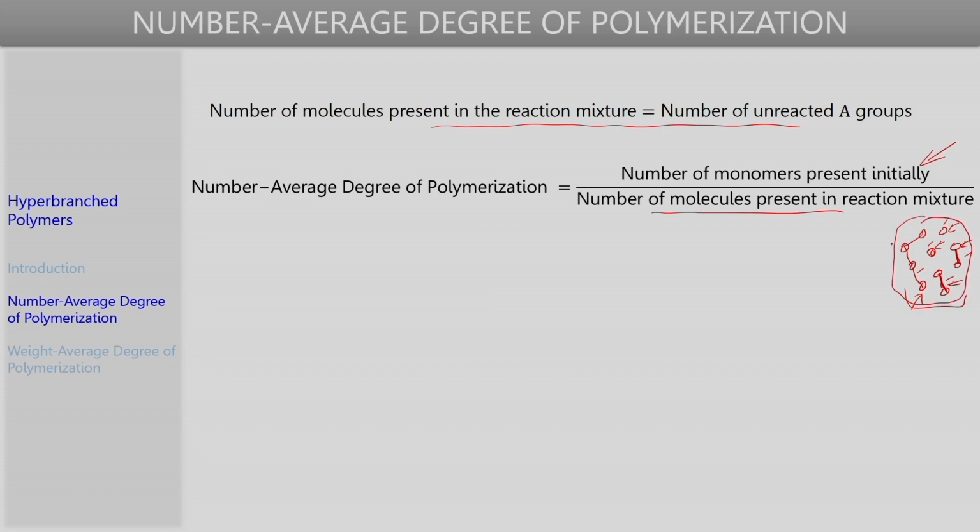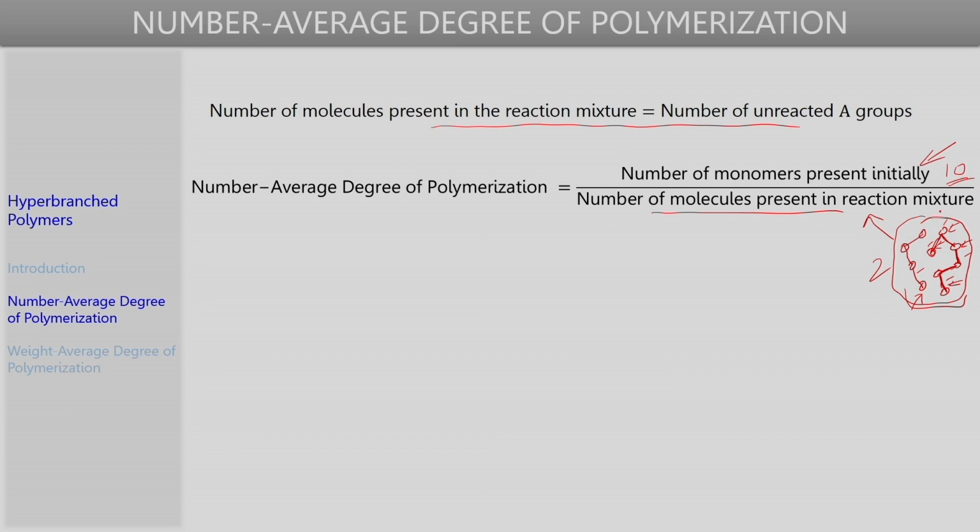So, at this point of time the new denominator will simply be 5, and based on the ratio that we have, 10 by 5, the number average degree of polymerization will simply be 2. And similarly, if the reaction proceeds further, so that at some other point of time the reaction mixture is such that we have a hexamer which contains 6 monomeric units and a tetramer. So, now the number of molecules present in the reaction mixture has reduced to 2, and initially the number of monomers was 10. So, now the number average degree of polymerization has increased to 5.